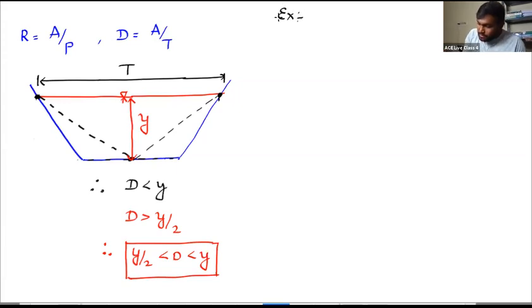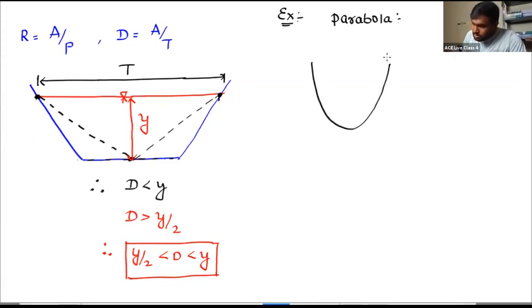So now what I do is, I'll take another example, parabola. So this is a parabola. This is the water level, and here it is going to be the depth of flow. Okay. So now what I do is I'll just inscribe a triangle. See, the top width is going to be the same. I kept the triangle top width the same, right?